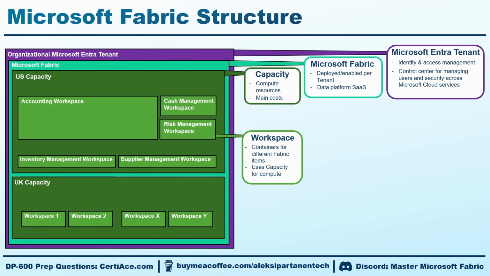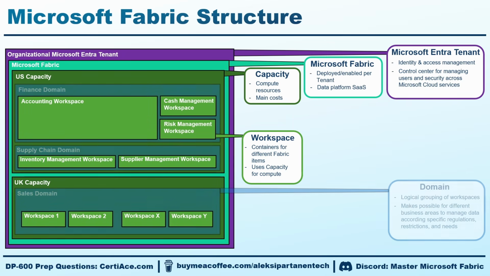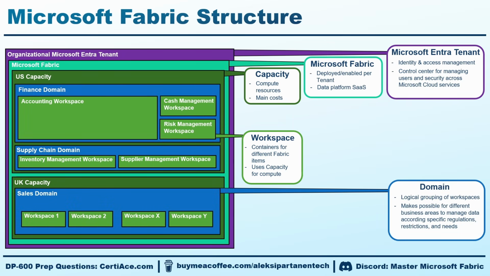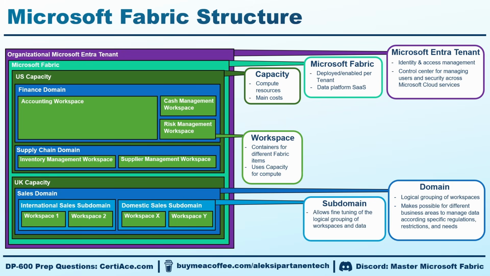Also, we have a possibility to group workspaces by using domains. This adds one more governance layer on top of the workspaces and makes it possible for different business areas to manage data according to specific regulations, restrictions, and needs. Then in Fabric, we also have a possibility to add subdomains inside domains that allows fine-tuning this grouping even more.